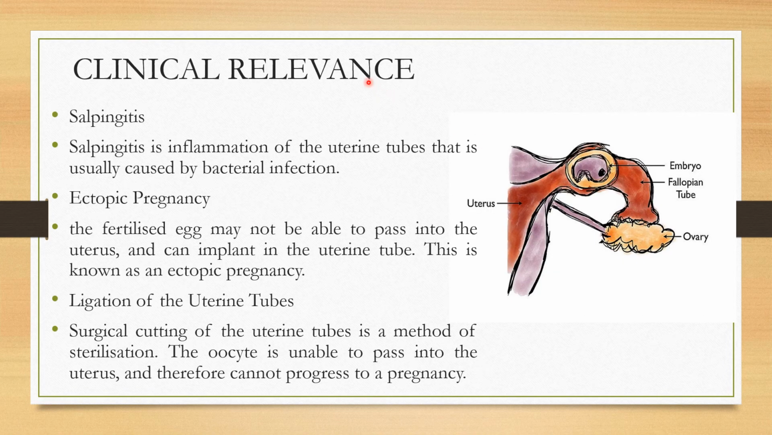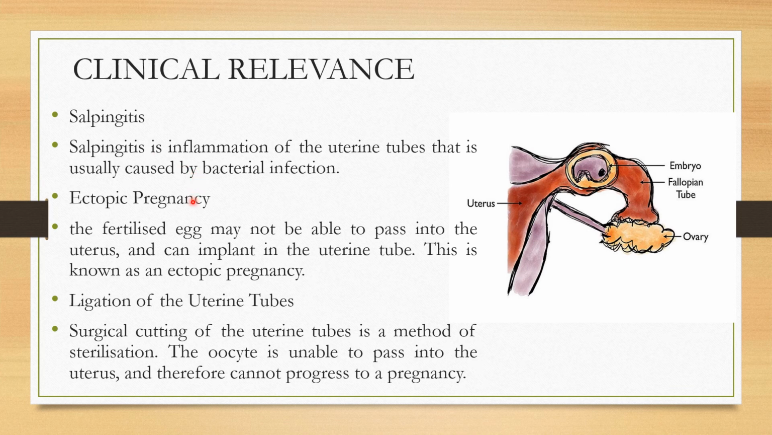About the clinical relevance or application of the structure of fallopian tube in the clinical setting. There is a condition called salpingitis. It is the inflammation of the uterine tube. The uterine tube or fallopian tube is otherwise called a salpinx. So its inflammation is called salpingitis, usually caused by bacterial infection.